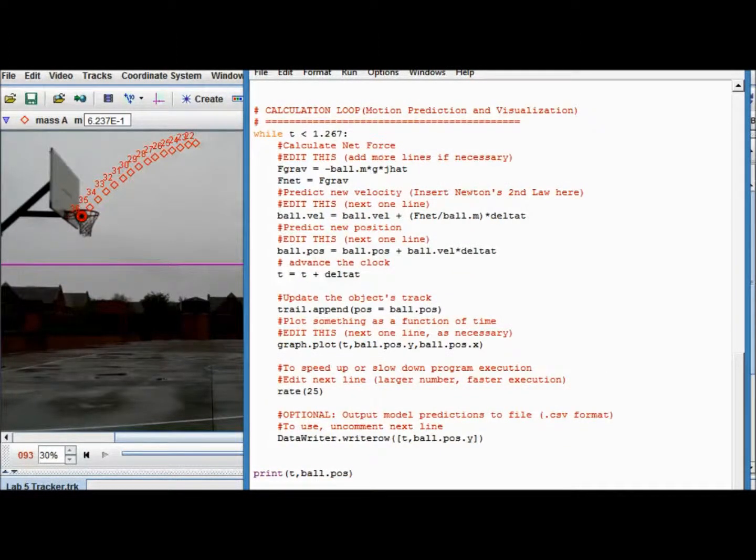Next, we will look at the calculation loop of my code, which is where the positions are actually found. I set the force of gravity equal to the ball's mass times the gravitational constant times the unit vector in the j direction, which is vertical, and set this equal to F net because we are assuming that is the only force acting on the object. Then we find the ball's velocity with Newton's second law, and then we find the ball's new position and advance the clock.